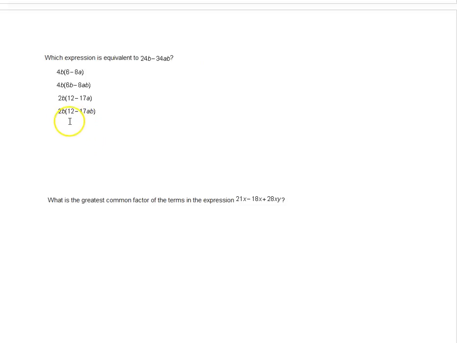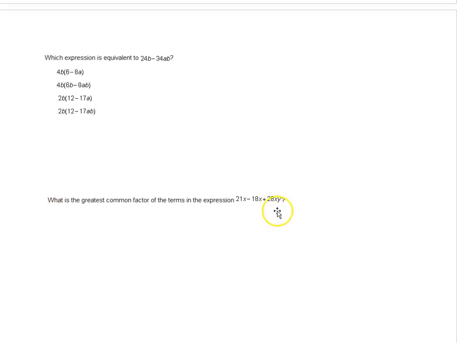Let's check our final one. 2b times 12 gives us 24b also. 2 times 17 gives us 34 again, but this time we have b times ab. That would give us an a, but it would also give us, again, b times b, which is b to the second power. So the correct answer to this one is the third one, because that's the only one that we can multiply this number outside the parentheses times the two numbers in the parentheses and get this equivalent expression. Again, this is just the distributive property in operation, multiplying the number outside the parentheses by the numbers inside.